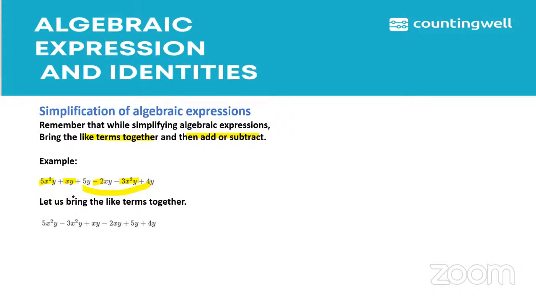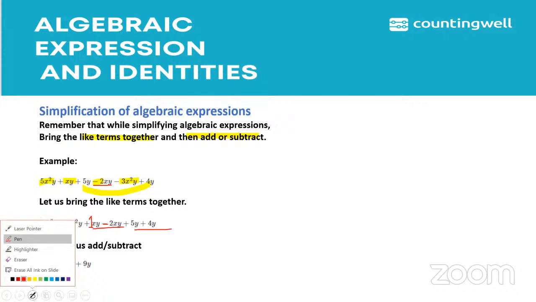So here you can see you have minus 2xy. So you have to take minus 2xy with xy. Don't forget to take this minus sign along with 2xy. Then you have to add or subtract. So here you can see 5 minus 3 is 2. For xy, if no coefficient is given, it is 1. 1 minus 2 is minus 1, so we have minus xy. Then we have 5y plus 4y, which is 9y.